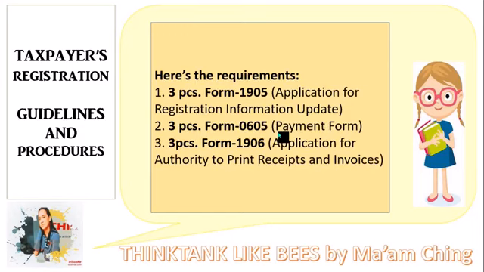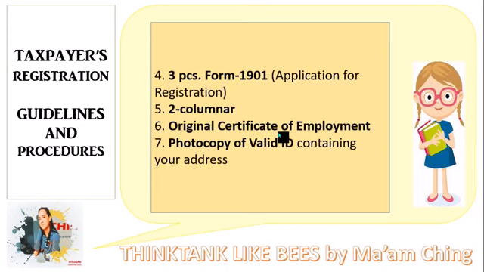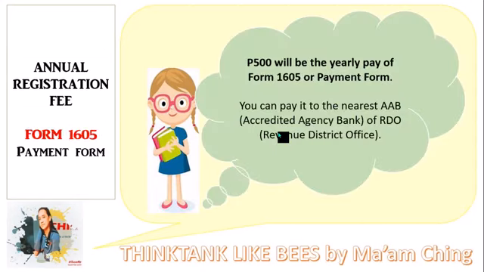So here are the requirements. Number 1, 3 pieces of Form 1905, application for registration update. Number 2, 3 pieces of Form 1605 or payment form. Number 3, 3 pieces of Form 1906 or application for authority to print receipts and invoices. Number 4 is 3 pieces of Form 1901 or application for registration, 2 columnar, original certificate of employment, and photocopy of valid ID containing your address.